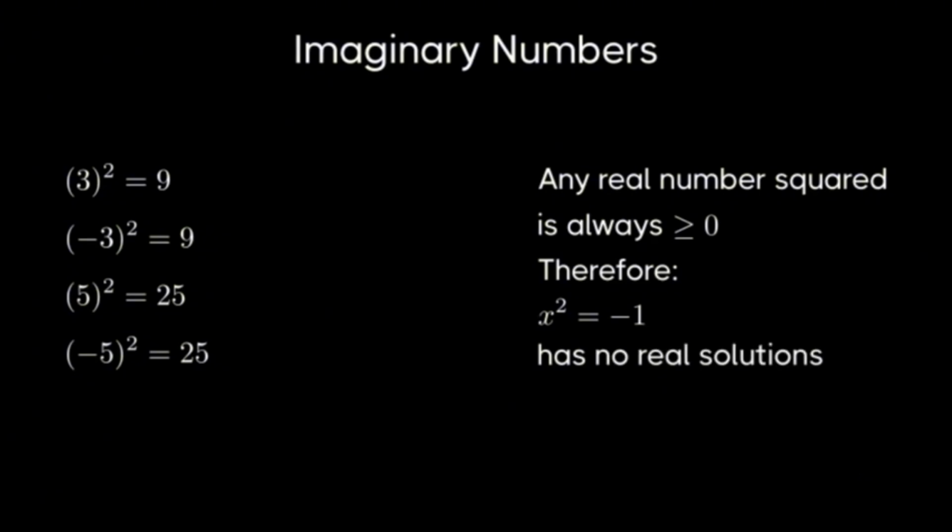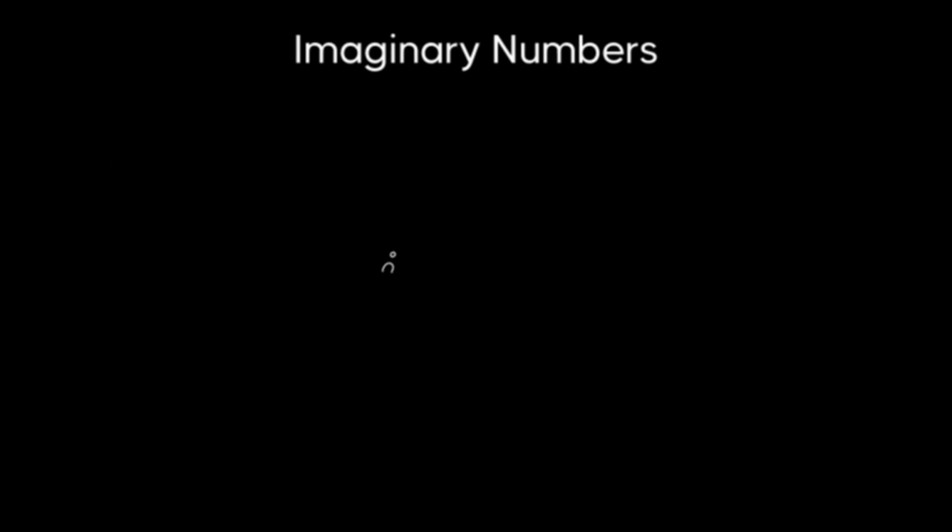This creates a dilemma for our equation x squared equals -1. Within the realm of real numbers, this equation simply has no solution. We've reached a limitation of our number system. To overcome this limitation, mathematicians took a bold step. They invented a new number called i, defined as the square root of -1. This wasn't just a notation trick. It was an expansion of our entire number system.